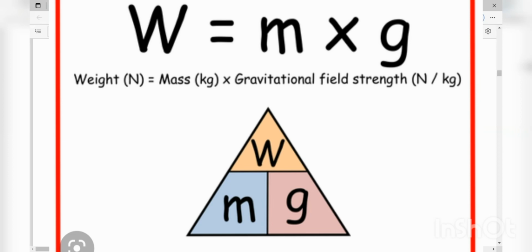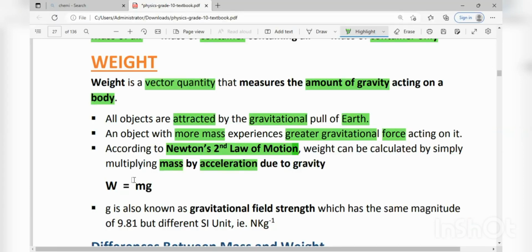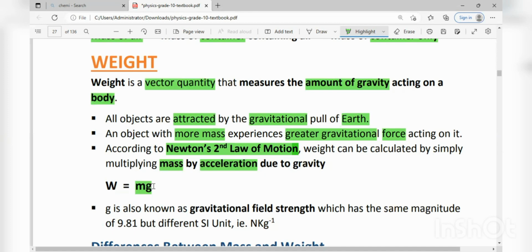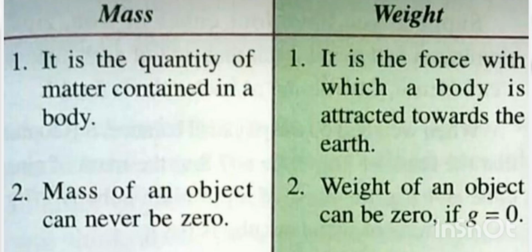That is according to Newton's second law of motion, where he says when you're calculating weight, you need to multiply these two. Mass multiplied by what? By acceleration due to gravity. That is, weight is equal to mg. So this is the formula that you can use when you want to find the weight of an object. So I think you are getting a sense here. There's a difference between mass and weight.